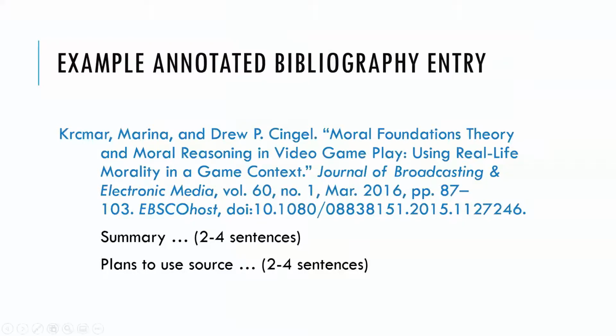So what it's going to look like is this. I have my citation just like it would be on a works cited page. So imagine my introduction is up here. I've skipped a space, started a new paragraph, and that paragraph actually begins with a citation. And then underneath it, I'm going to write a 2 to 4 sentence summary of this source, and then 2 to 4 sentences about how I plan to use it in my argumentative research paper.